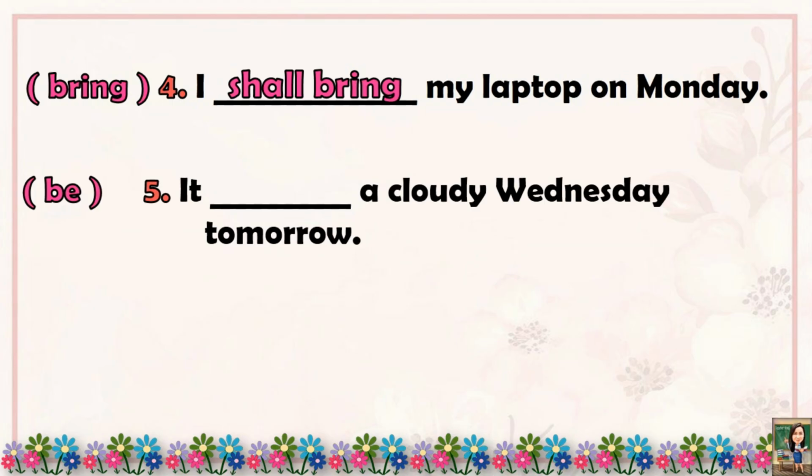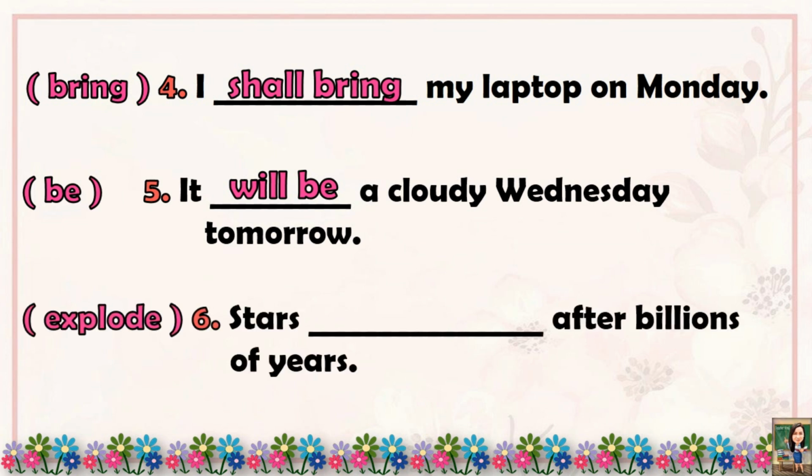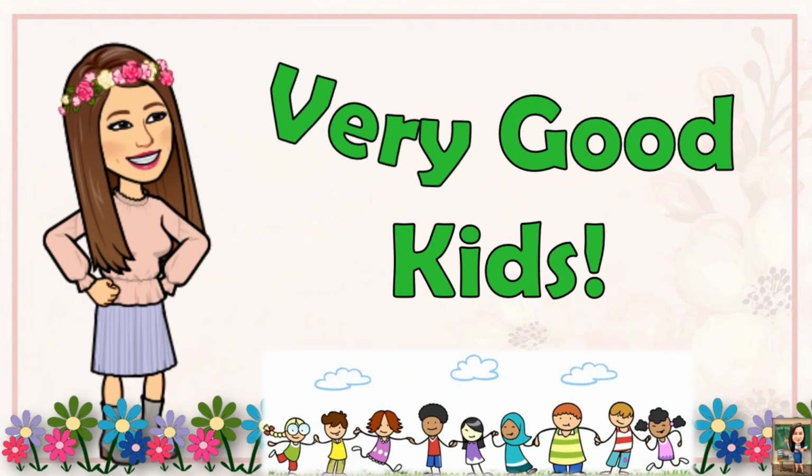Number 5. It blank a cloudy Wednesday tomorrow. What is the future tense of be? Correct. Will be. It will be a cloudy Wednesday tomorrow. Number 6. Stars blank after billions of years. What is the future tense of explode? Correct. Will explode. Kids, are your answers correct? Very good, kids!